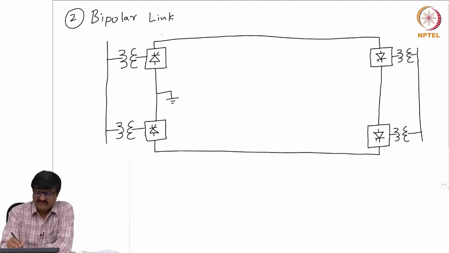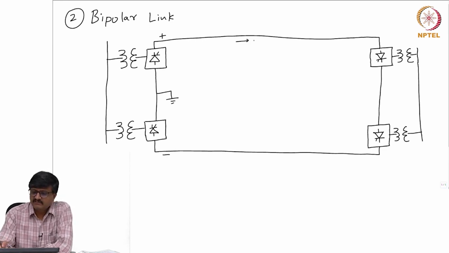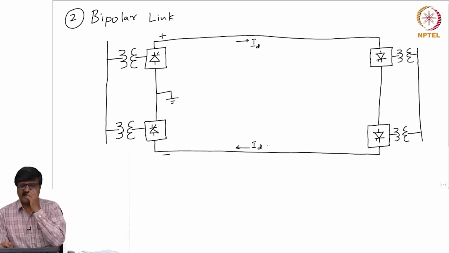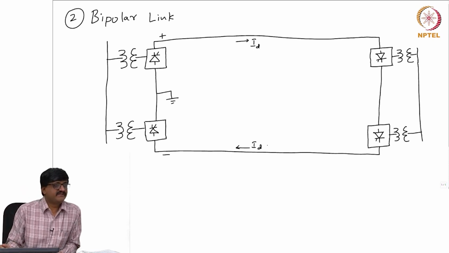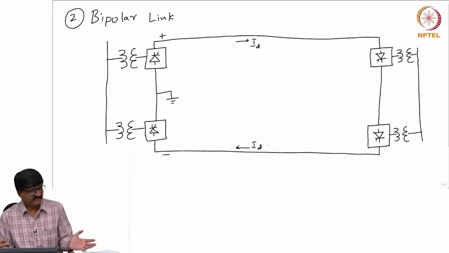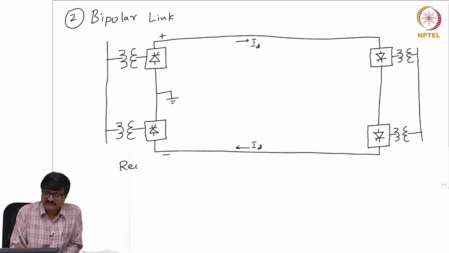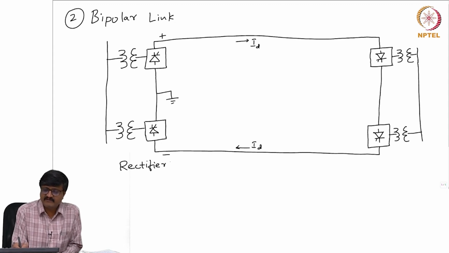Suppose I say this is the positive terminal and this is the negative terminal, and the current, positive current ID is flowing in this direction. So, with this polarity of the DC voltage, now can you say which one, the left side is the rectifier or the right side is the rectifier? Yeah, so this is rectifier. So, this is rectifier side and this is inverter.